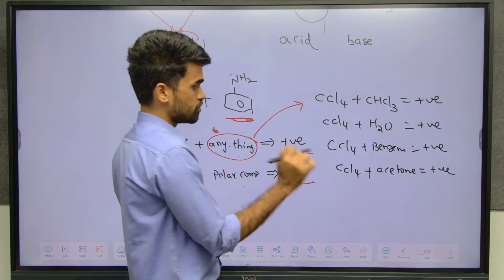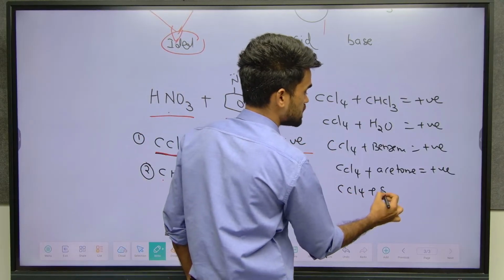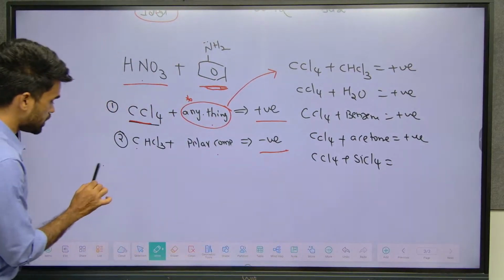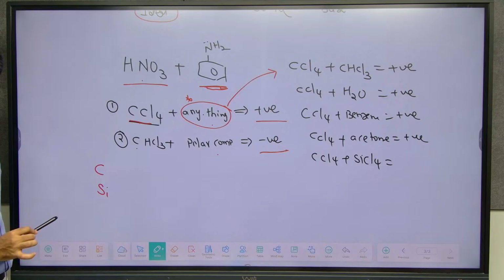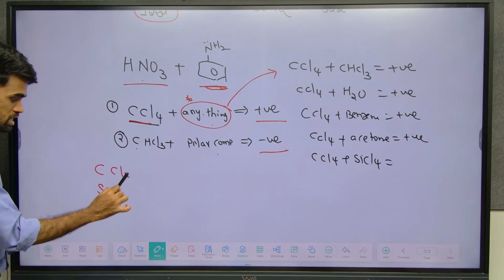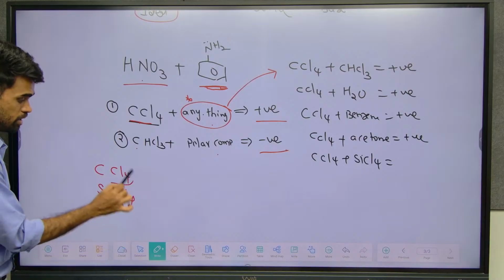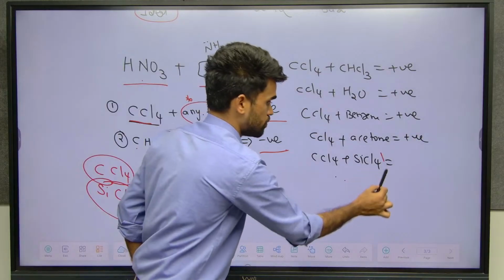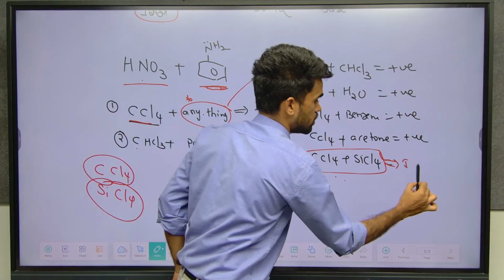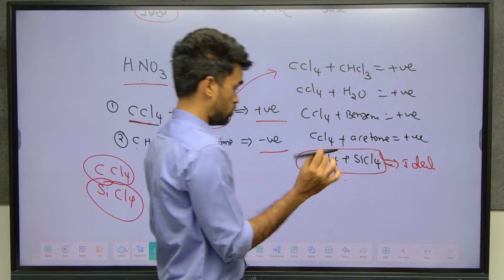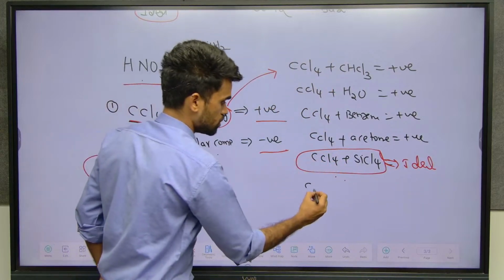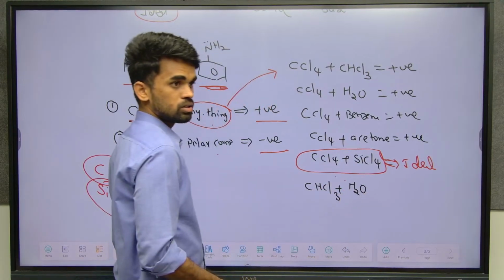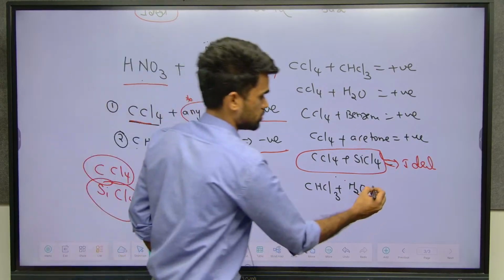Okay. Next thing is CCl4 plus SiCl4. See, carbon, silicon, both belong to the same group. I am taking 4 chlorines here, for this also 4 chlorines. It means both of them have almost the same nature. So this should be what now? Ideal. Clear? Okay. Next thing is chloroform plus water. Negative.